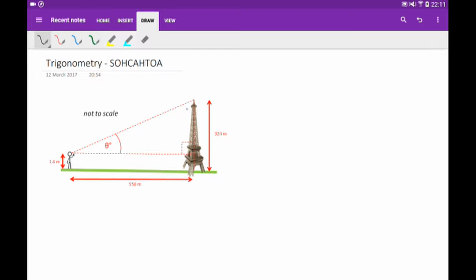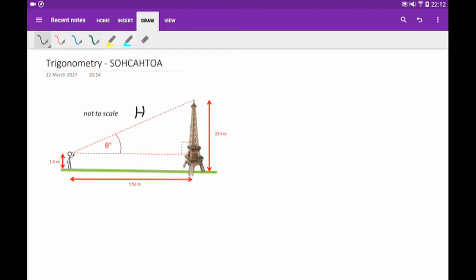As always with using SOHCAHTOA and trigonometry in a right angle triangle, the first thing we have to do is label the sides. The longest side is called the hypotenuse, and I know that because it looks the longest, even though it's not drawn to scale, and because it's opposite the right angle. The hypotenuse is always opposite the right angle. So I'm going to label that H. This side here, which is part of the Eiffel Tower, is the opposite side because it is opposite the angle that we are asked to find.